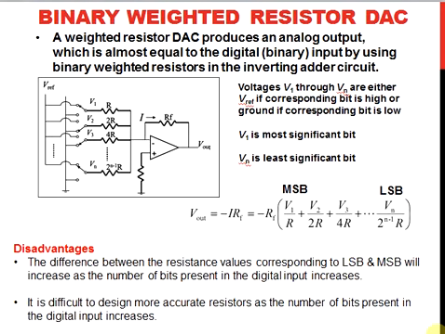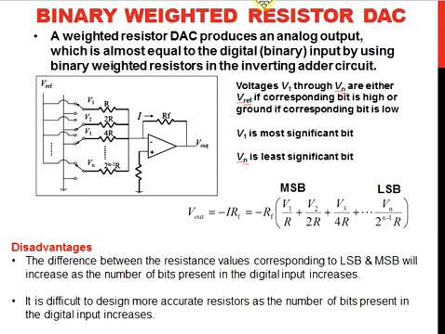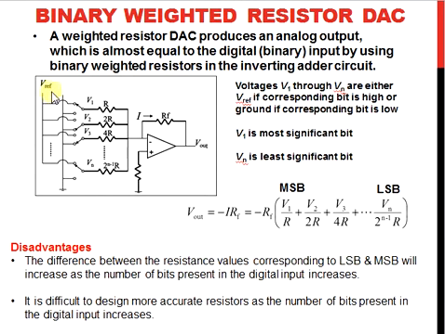So this is a diagram of a binary weighted digital to analog converter. This is our reference voltage, which is given to this terminal, and this is the output voltage here. A weighted resistor digital to analog converter produces an analog output almost equal to the digital input by using binary weighted resistors in the input adder circuit. This is an op-amp based adder circuit where the first resistor is R, and the second one is 2R, then 4R, and so on.